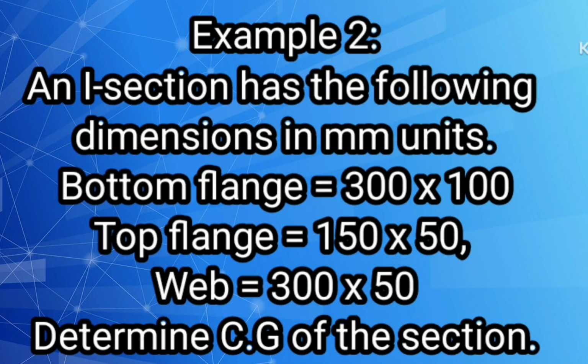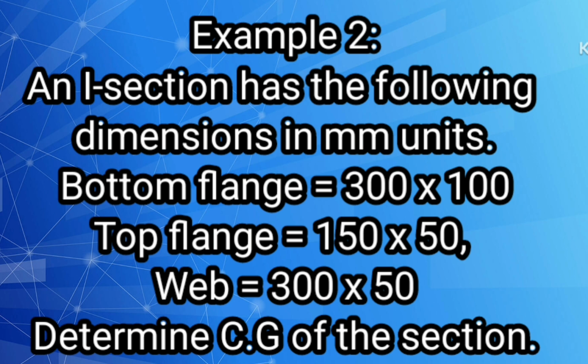Now let's proceed to the next problem. Example 2. An I section has the following dimensions in mm units. Bottom flange is equal to 300 by 100. Top flange is equal to 150 by 50. Web is equal to 300 by 50. Determine mathematically the position of center of gravity of the section.